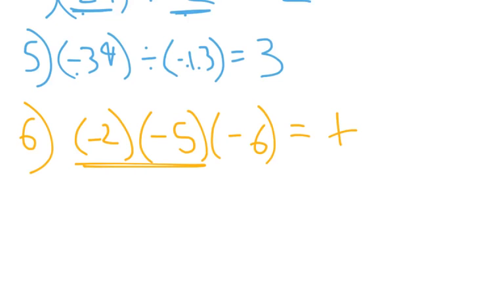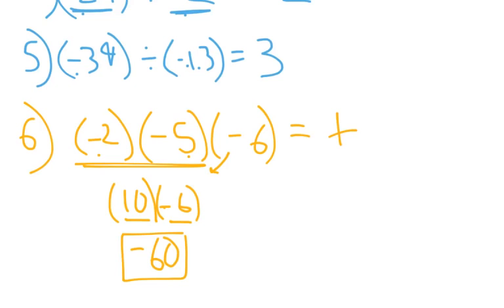So what is -2 times -5? That's positive 10. Now bring down the -6. We have positive 10 times -6. Different signs, so -60. So that's the catch there. You have to do it 2 at a time. And the same thing works with the division example.